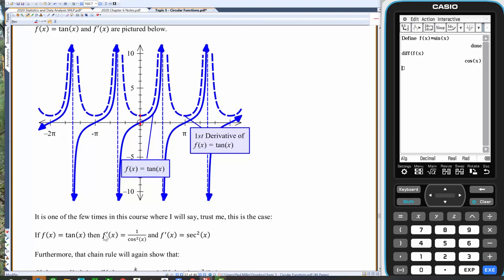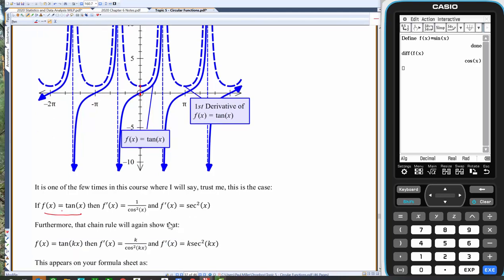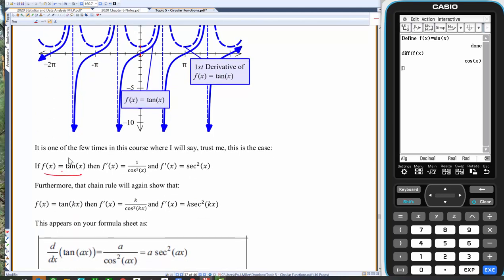And this is one of the few times in this course where I'll say, trust me, this is the case. So what happens is if f of x equals tan x, then f dash x is in fact 1 over cosine x all squared. You're just going to have to trust me on this, that this function here is its derivative. And what we call it, f dash x, or 1 over cosine x all squared, we call that sec x squared, or the secant x all squared. Furthermore, that chain rule will again show that if I do a u substitution, then I end up with this as a result. And this is the one that's on the formula sheet.